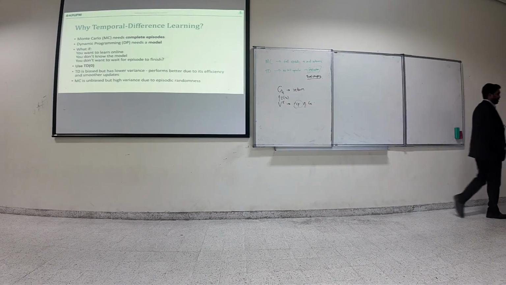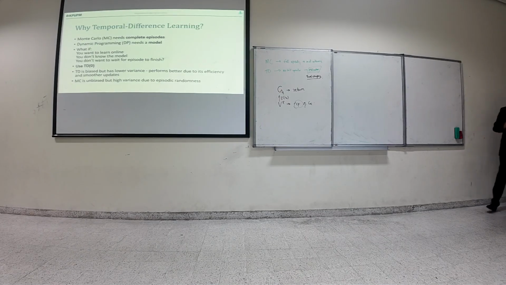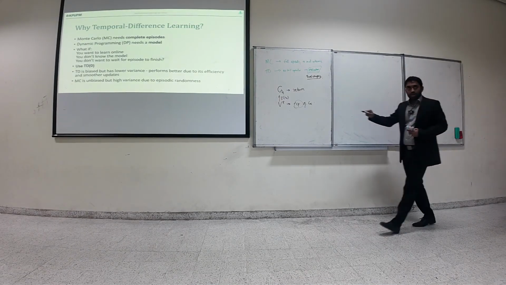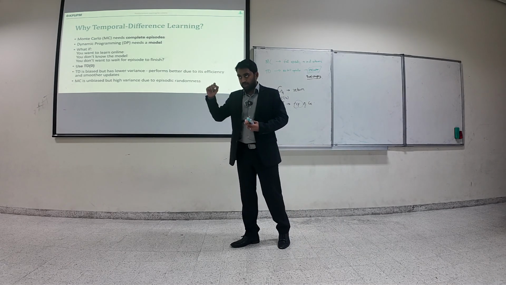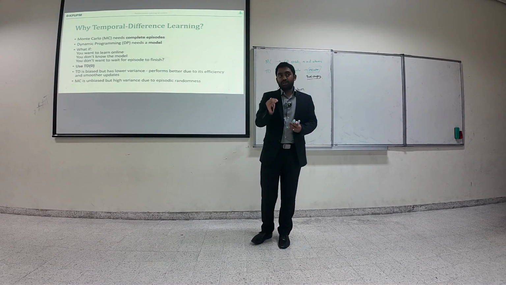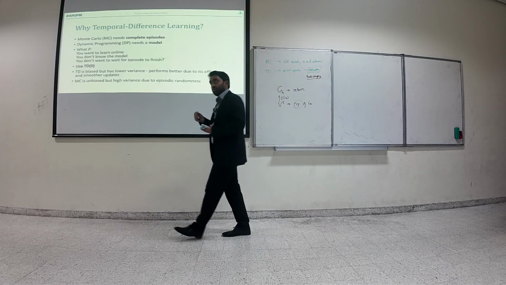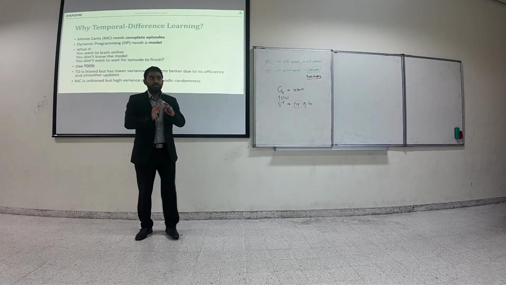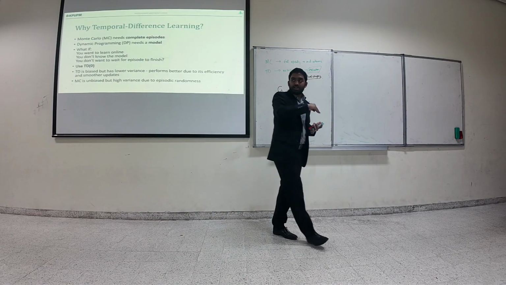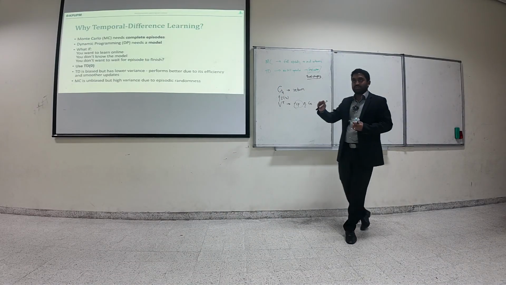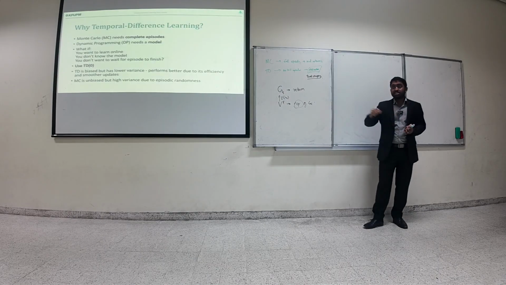Now, because we are using estimates here, with this expectation operator, the bias will be high initially, but the variance will be low. Why? Because you start with an initial condition and you keep updating that initial condition gradually based on the expectations, right? The expectation will not change drastically, okay?